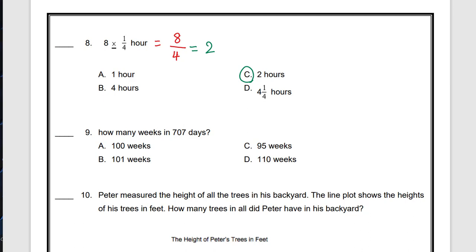Abdulaziz Khalid? Okay, go ahead, Abdulaziz. How many weeks in 707 days? What should we do? Multiply? We are not repeating. Divide 707 by what number?